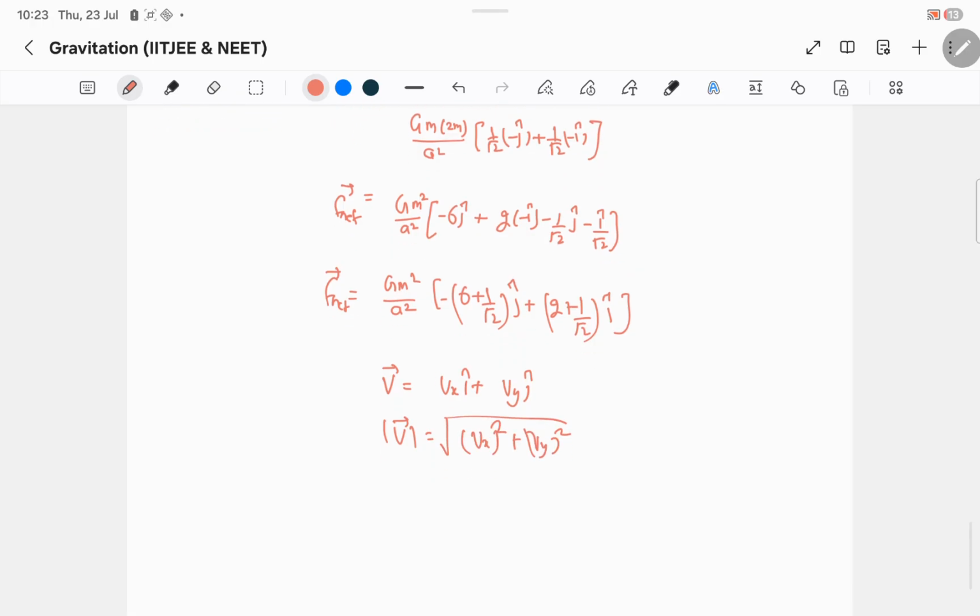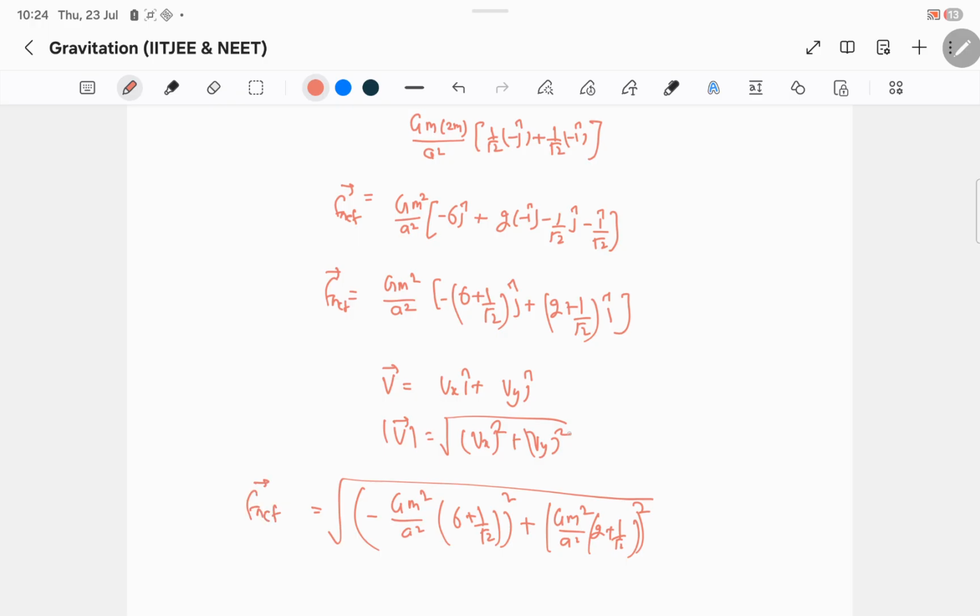So the same thing you can do here. What will be the magnitude? Gm square by a square, multiplied with 6 plus 1 by root 2, the minus will cancel, square, plus the same thing, Gm square by a square, 2 plus 1 by root 2, square. It is getting bigger, but okay. So this will be this square, and the root over this will give you F net.